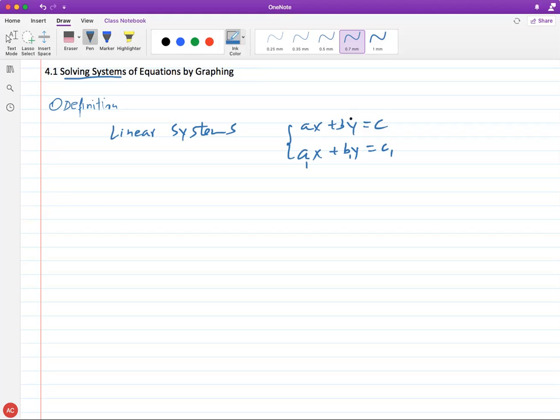So previously we just talked about equations individually. We saw how to graph the equation, how to get the slope, and everything. Today we're combining both of these into one system. So this is a system with two linear equations. Each one of these represents a straight line. So we're going to see how to solve this system by graphing.